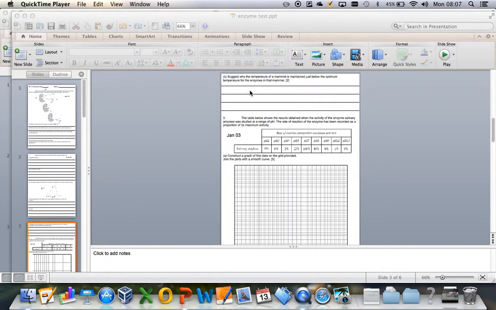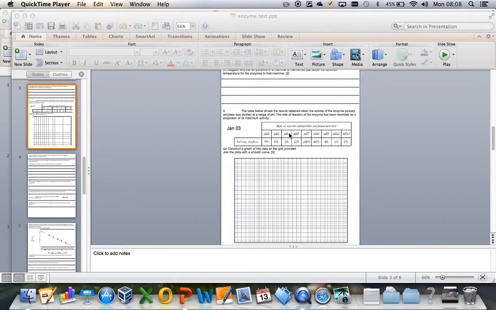Okay, so just 2C to start off with. Suggest. So it means we're going to take the knowledge that you have and try and apply it to an unfamiliar situation. Suggest why the temperature of a mammal is maintained just below the optimum temperature for the enzymes in that mammal. So this is the idea that, well, think about it if it wasn't. If the temperature of the mammal exceeded the optimum temperature for the enzymes, then the enzymes would denature, and therefore they would need replacing.